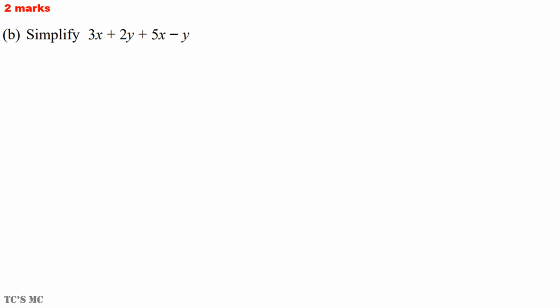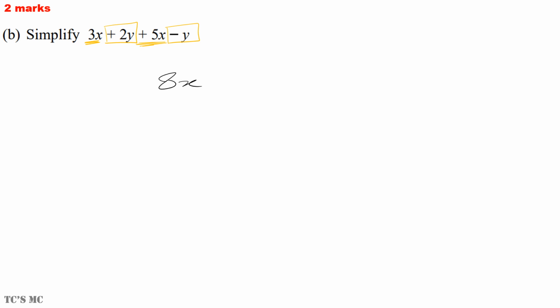Simplify 3x, add 2y, add 5x, subtract y. This is collecting like terms, so I will underline 3x, which means I must underline add 5x. I'm going to put a box around add 2y, so I must put a box around subtract y. Focus on just the x's. 3x add 5x is 8x, and now we have 1 mark.